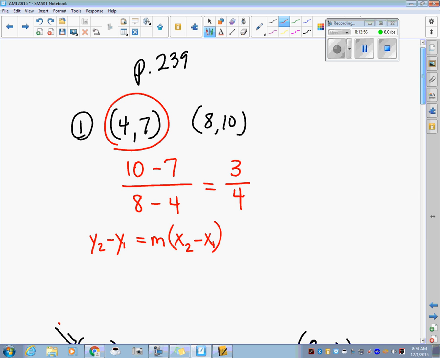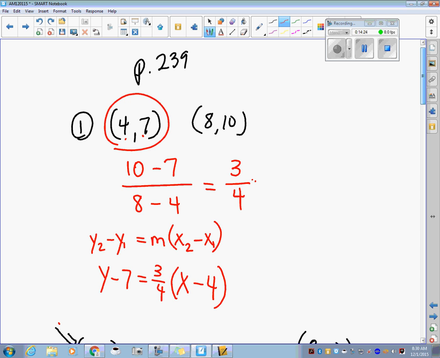So I'm going to use big Y for my second point. So it's Y, so I can have a Y in my equation, minus 7. The 7 comes from here. Equals the slope. The slope was 3/4. And big X minus the 4. The 4 is from the ordered pair.